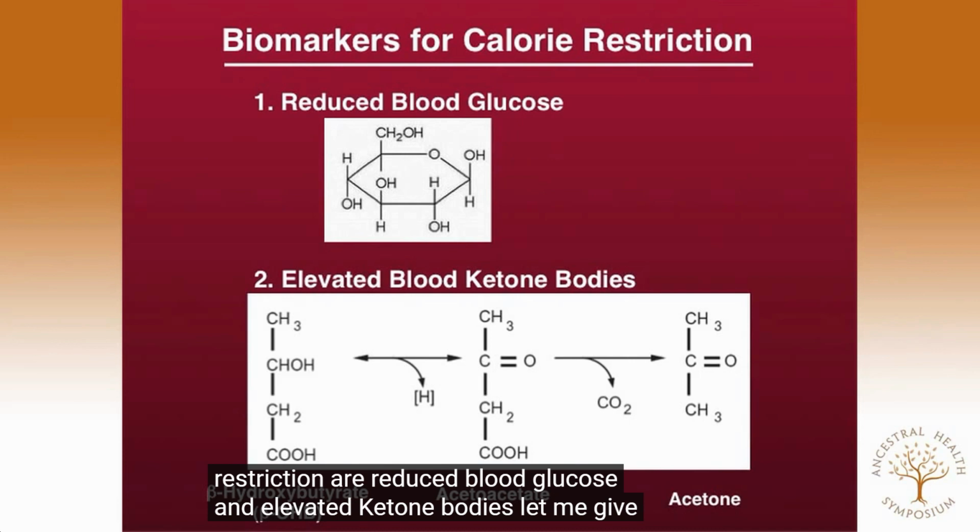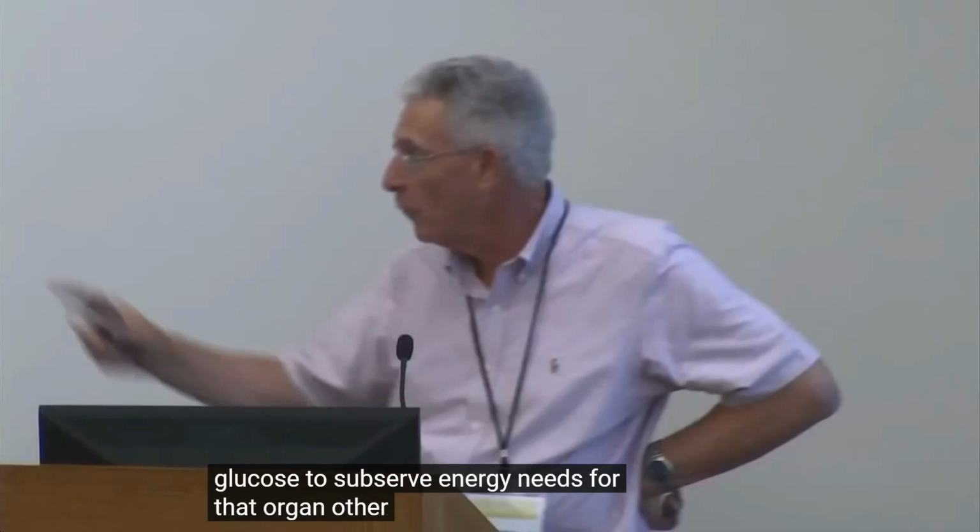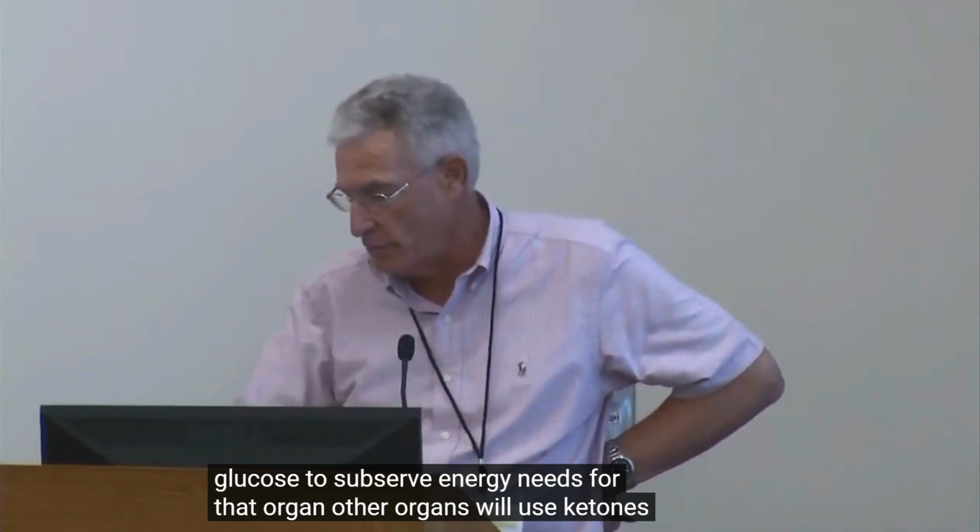So we know the brain uses glucose exclusively. However, through an evolutionarily conserved adaptation to low glucose, we mobilize fats. This is, again, related to hormone changes, insulin and glucagon. The three major ketone bodies are beta-hydroxybutyrate, acetoacetate, and acetone, which is a non-enzymatic degradation product of acetoacetate. So the brain will then transition gradually over to ketone use as an alternative to glucose to subserve energy needs for that organ. Other organs will use ketones and fatty acids as well.